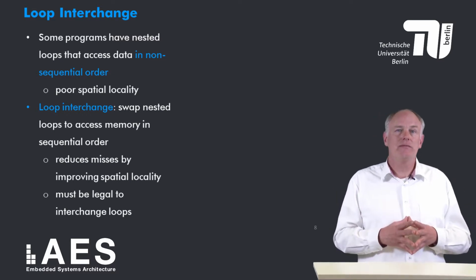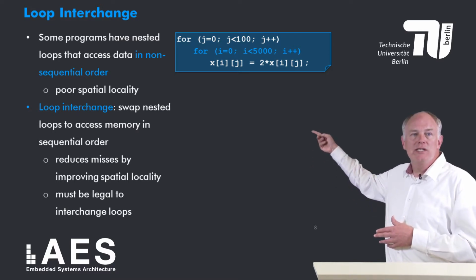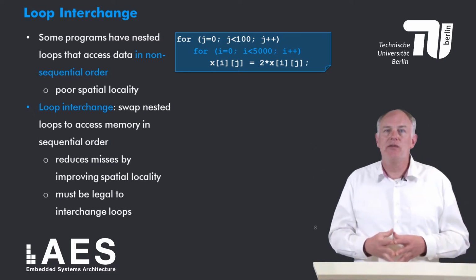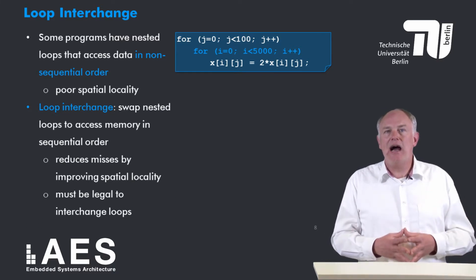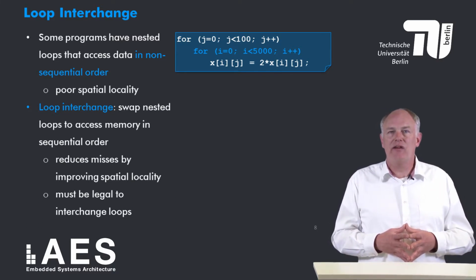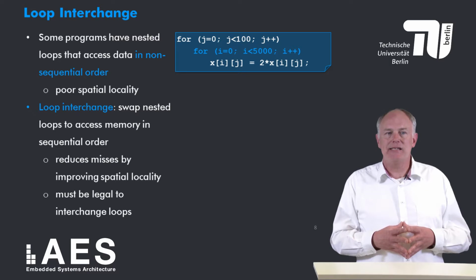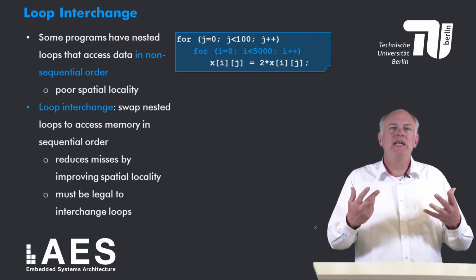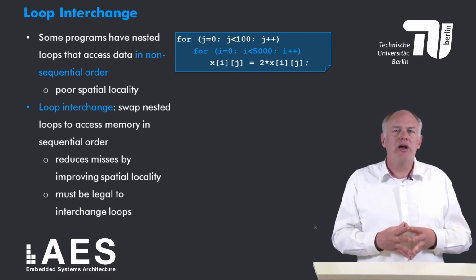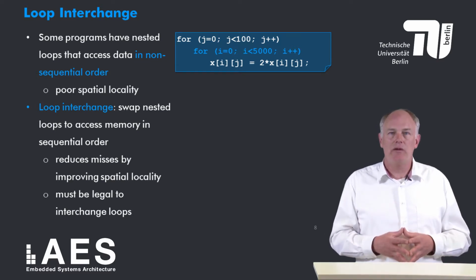It's not always legal. Here's a code example. We have two nested loops. The outer loop uses the index j and the inner loop uses the index i. In iteration j,i, element i,j of the matrix X is accessed. So, for example, the first element accessed is x00 and the second element accessed is x10. But in C, the elements within a column of the matrix are not stored consecutively. So x00, for example, is not contained in the same block as x10.